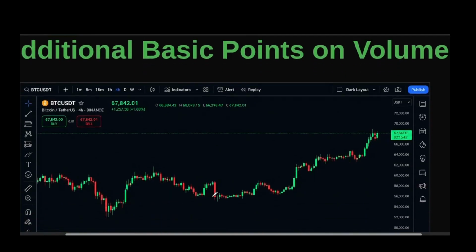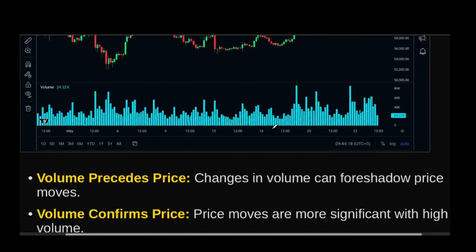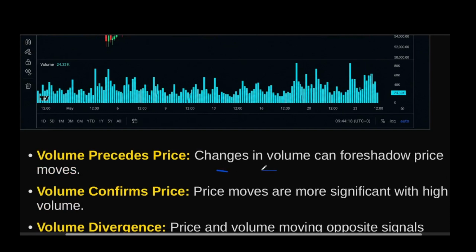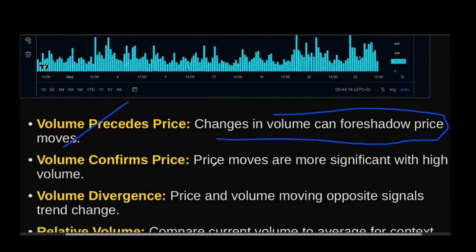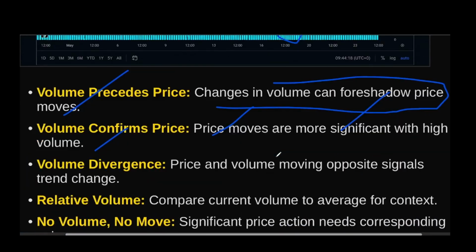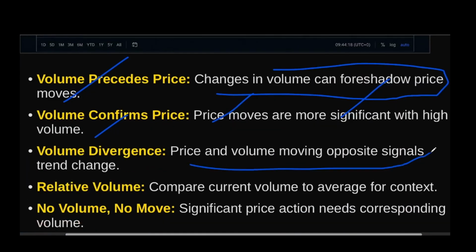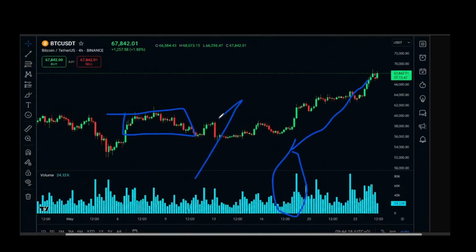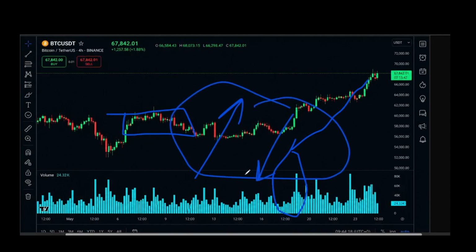And basic points of volume, how to apply volume, I already taught you. Change in volume can foreshadow price moves. Price moves are more significant with high volume. Low volume generally causes a small consolidation, but high volume, like if you look at here, high volume causes a trend. Price and volume moving in opposite directions, trend changes. If the price is going upwards but the volume is going downwards, then this is a sign of trend reversal.